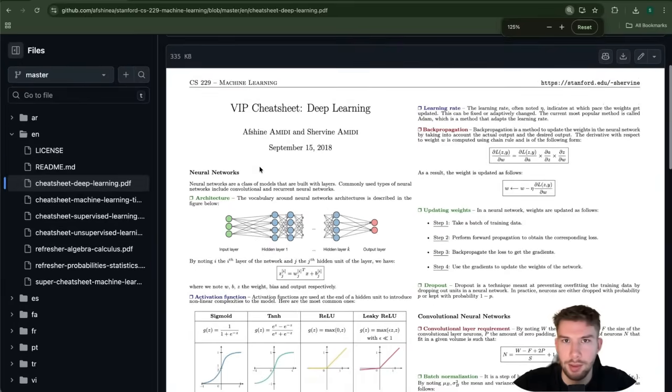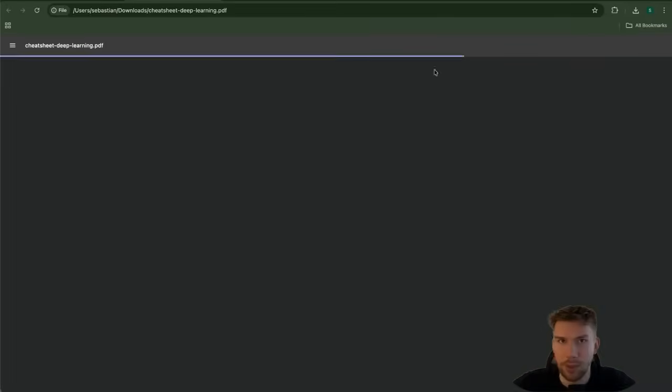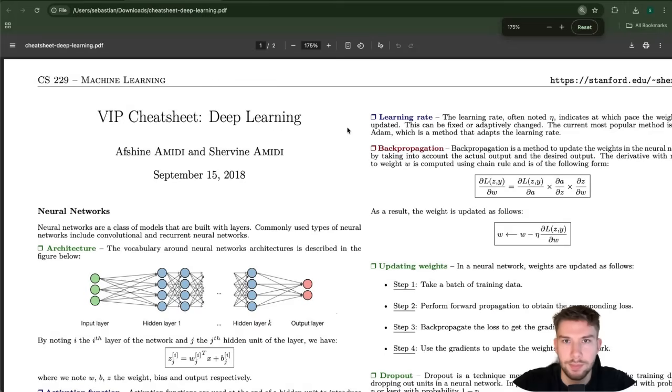Let me zoom in a bit. Okay, I can do this. Give me 1 second. Perfect.